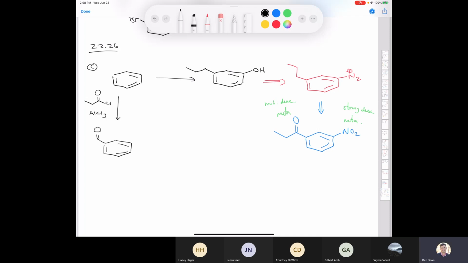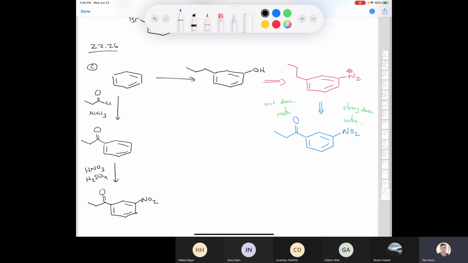So you might be thinking, well, I need to reduce this with the Clemmensen reduction immediately. No, because you need to have a meta-director in order to put that nitro group in the correct spot. So I'm going to treat this with nitric acid and sulfuric acid. And that's going to give me this compound where I have my nitro in the right spot, like this.